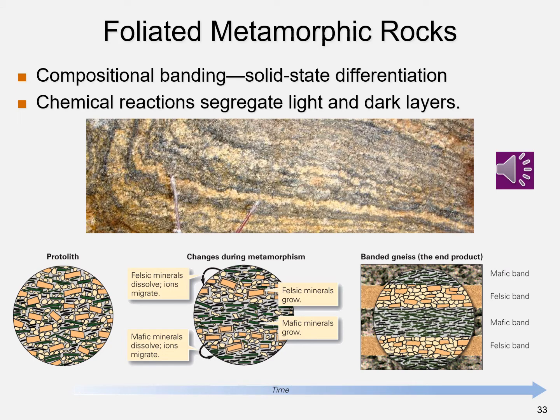Gneissic banding can develop by an incompletely understood process called metamorphic differentiation. This process may involve dissolution of minerals in some layers and migration or diffusion of the chemical components of these minerals to other layers, where new minerals then grow. In effect, chemical reactions segregate different minerals into different layers.